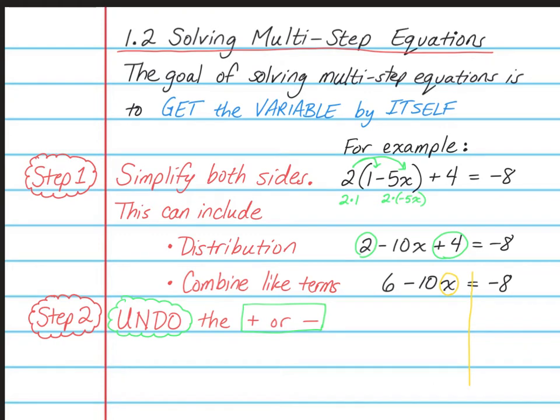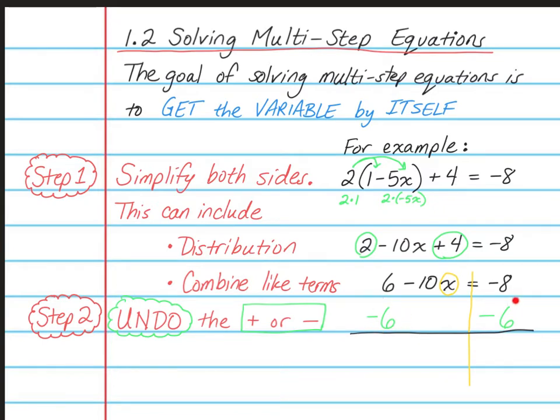So I need to undo the addition or subtraction. In this case, we have a positive 6 here. The negative, remember, belongs to the 10. So the 6 here is positive. So in order to get rid of that 6, we need to undo that. So that's going to be subtracting 6 from both sides of the equation. And remember, in order to keep the equation balanced, we have to do it to both sides.